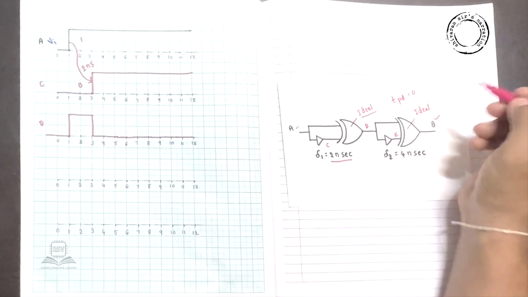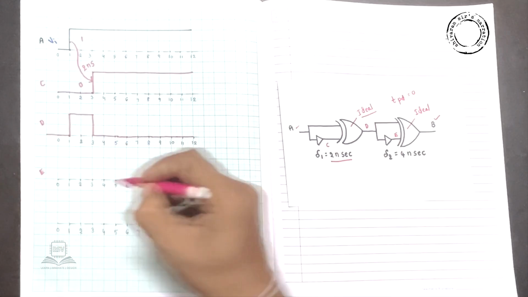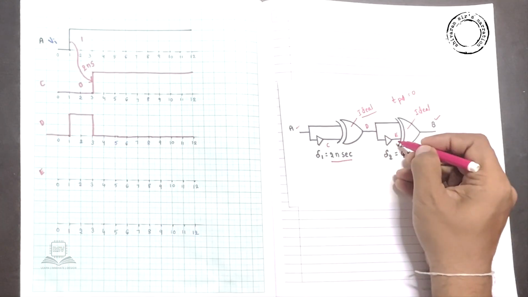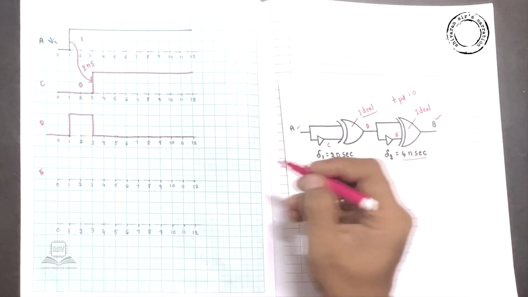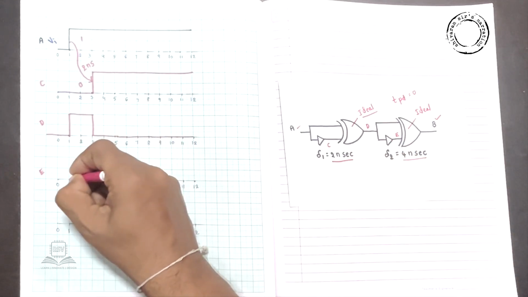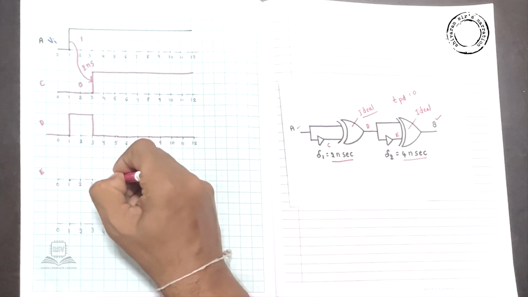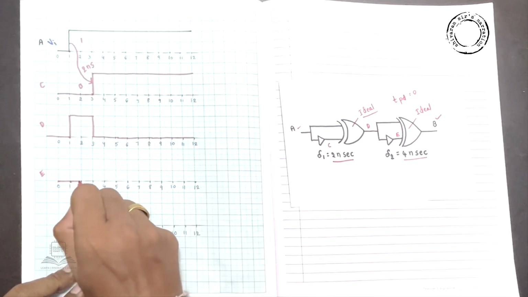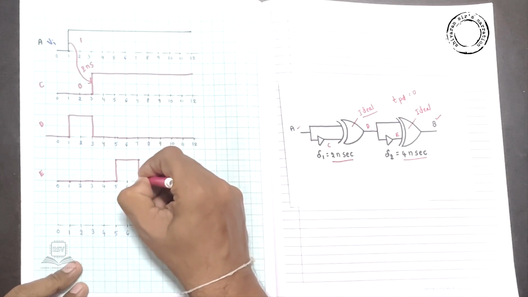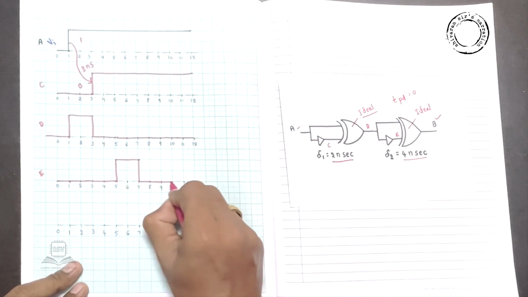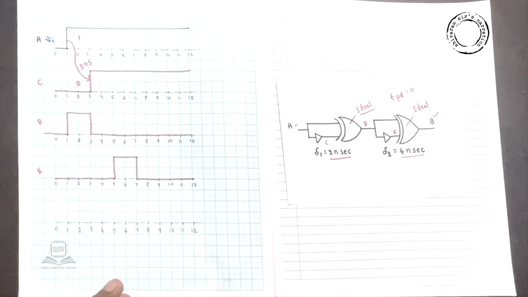Now, we want to draw the waveform of E. What is E, guys? Simply the same waveform, but with the propagation delay of 4 nanoseconds included. So whatever, 1 plus 4, 5. So at 5 the output will be logic 1. The same as it is, but after 4 nanoseconds. This one, guys, this is D and E.